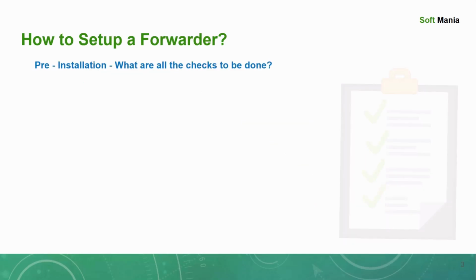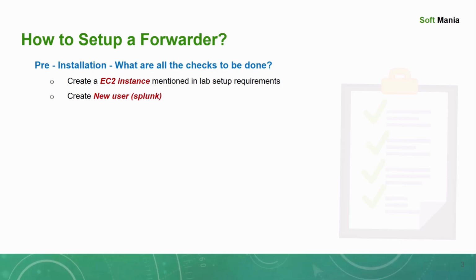First one, pre-installation checks. What are the checks to be done before installing Universal Forwarder? First one, I know we already have an EC2 instance. If not, we create one. But in your live environments, the server will be the place where the data originates. But in our lab environment, we are going to create one EC2 instance. Second one is a new user called Splunk.